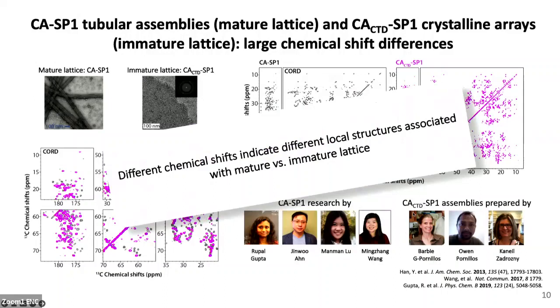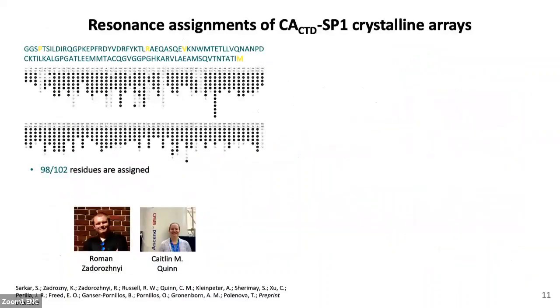So it was not possible to assign the chemical shift of the immature type of CTD-SP1 lattice just by comparison. So we have done the assignment from scratch. And to do that, with my co-worker Roman Zadrozny, he is in the audience, and with our UD NMR facility scientist, Caitlin Quinn, we have carried out the solid state NMR experiment. And I'm glad to say that we were able to complete 96% of the chemical shifts of the protein.